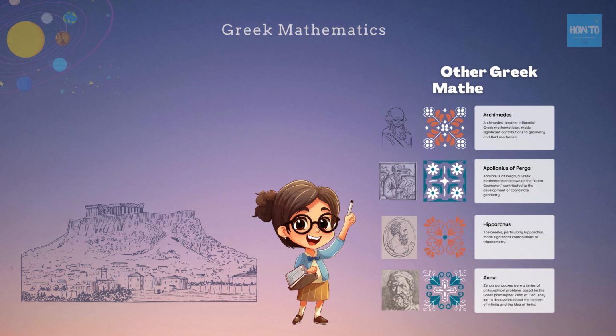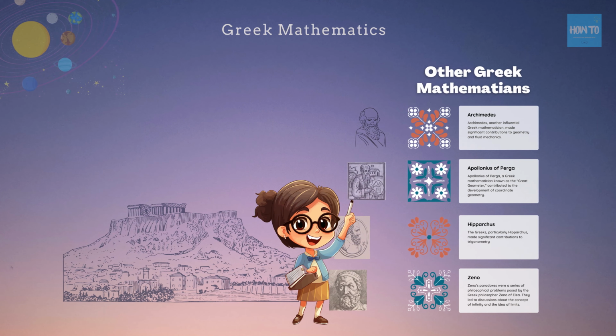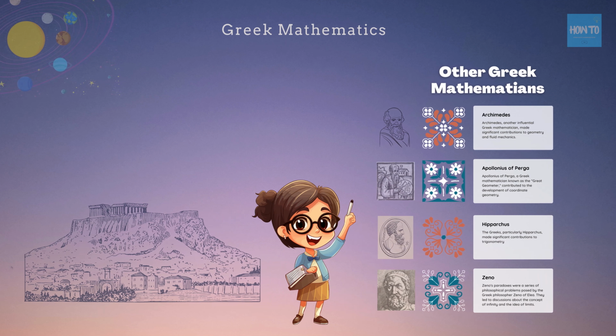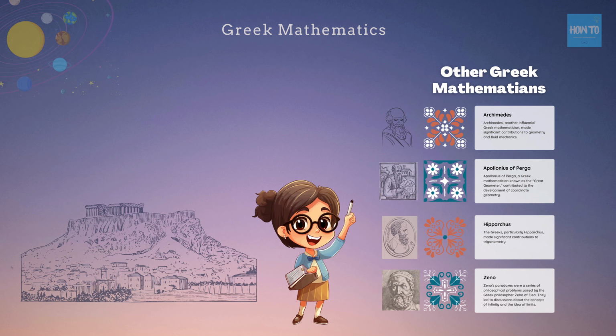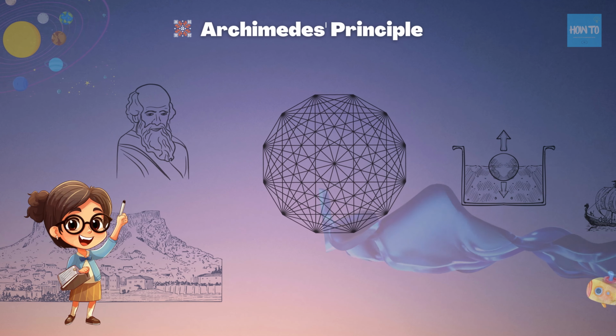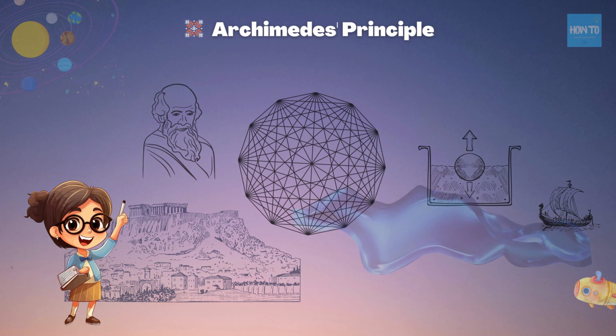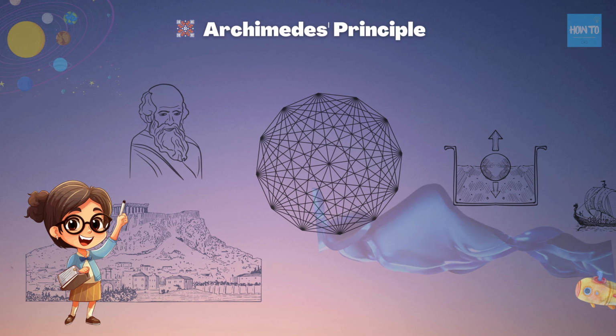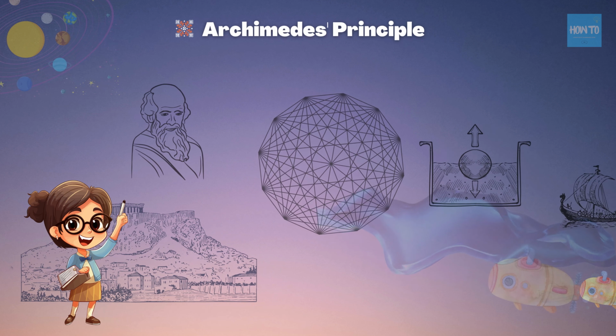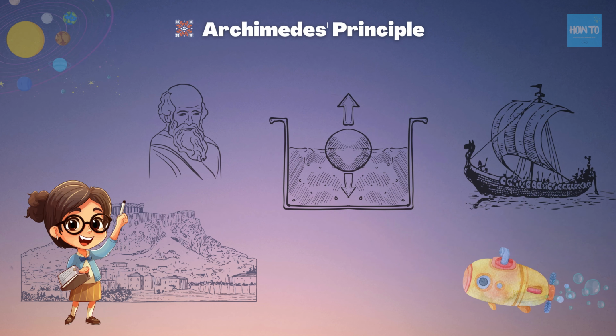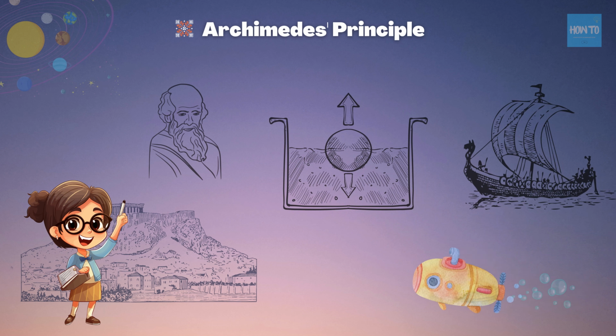In addition to Pythagoras and Euclid, Archimedes, Apollonius of Perga, Hipparchus, and Zeno made memorable contributions to the history of mathematics. Let's take a closer look at their discoveries. Archimedes' principle. Archimedes, another influential Greek mathematician, made significant contributions to geometry and fluid mechanics. His principle states that a body submerged in a fluid is subject to an upward buoyant force, equal to the weight of the displaced fluid. This principle is fundamental in understanding flotation and is applied in designing ships, submarines, and other floating structures.